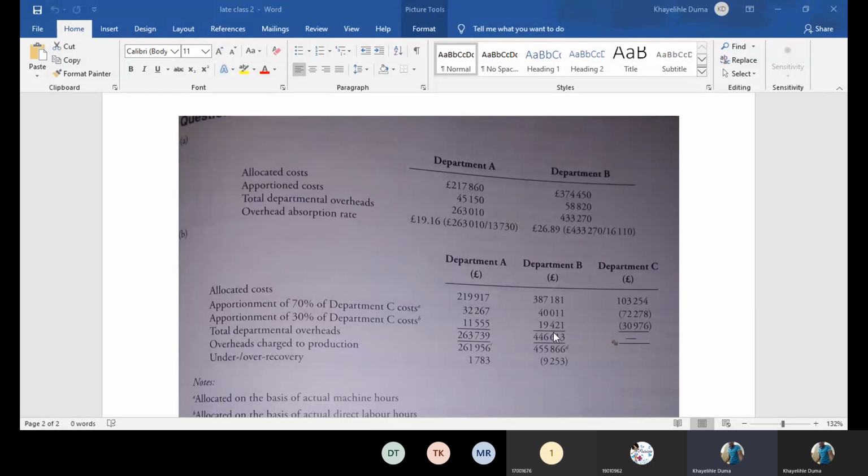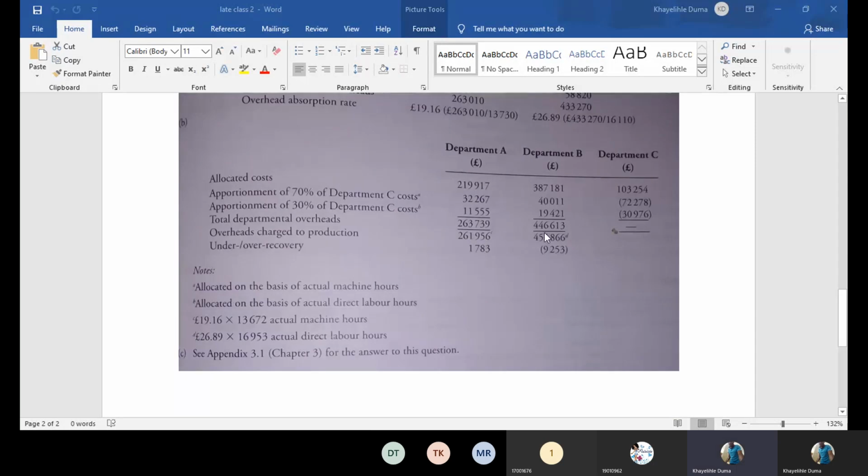So this side, you thought you were going to pay 455,866. Then you actually paid 44661. Then there was under recovery of 925. So under recovery, you will say that it's in brackets. Over recovery, it's not in brackets. So in this case, it's an under recovery, negative.